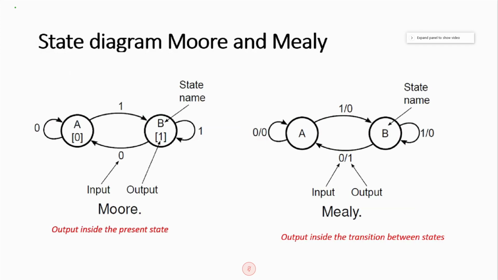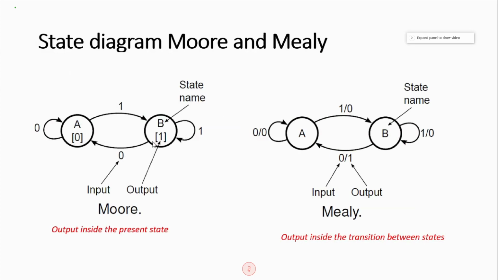Now, this is one example of a state diagram. On the left side is Moore, on the right is Mealy, for the same problem. Now, in the Moore type of finite state machine, the output is inside the state. So the round shape is defined as the state. You have two states, state A and state B. The input is this one, 1, 1, 0, 0. Maybe you can label the input as X or Y or D or N, whatever. So this is a single input.